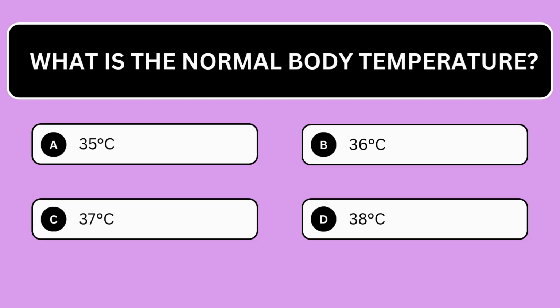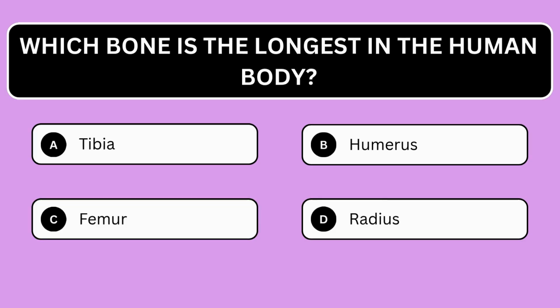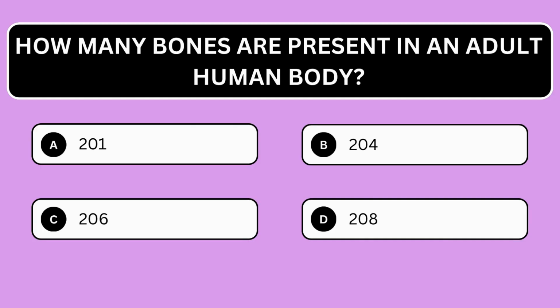What is the normal body temperature of a healthy adult? Which organ produces insulin? Which bone is the longest in the human body? How many bones are present in an adult human body?